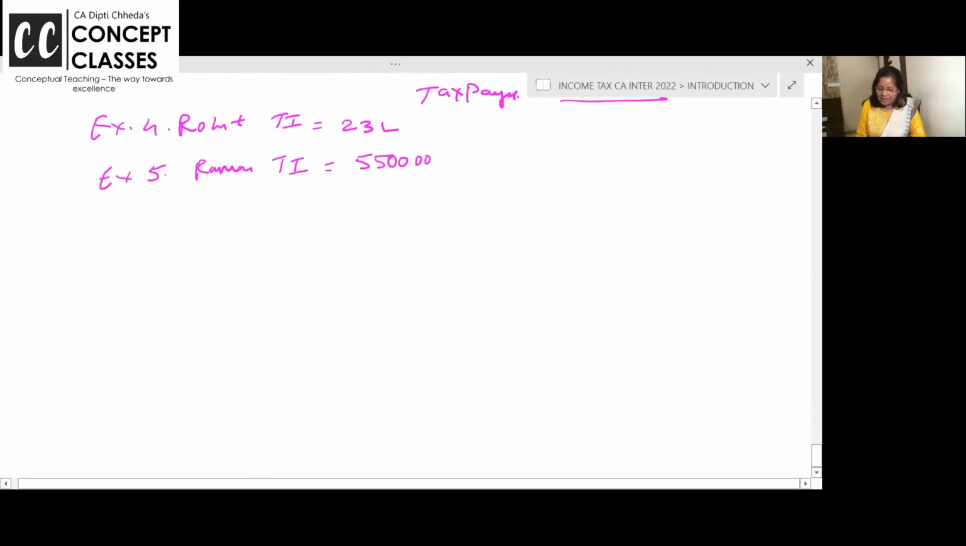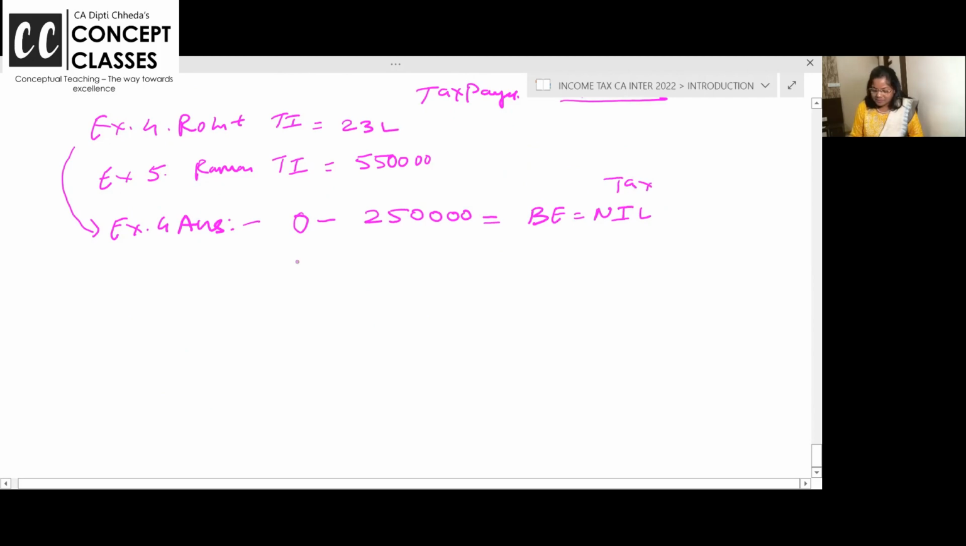Now coming to your answer. Rohit is having example 4 answer. Those who have got it correct, nice. Anyone in the class who is a little confused can check with me, no problem. 23 lakhs is the final total income. I call it TI, total income. So 0 to 2,50,000, the first 2,50,000, it is called basic exemption and the tax is nil.